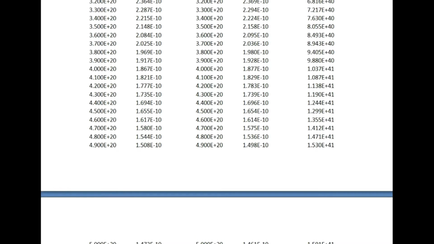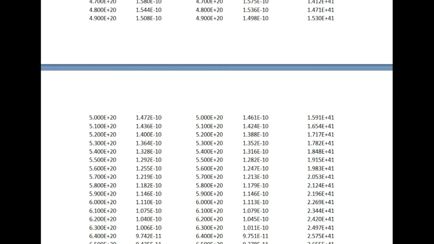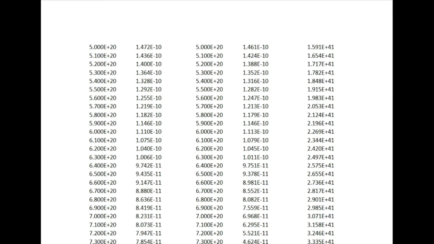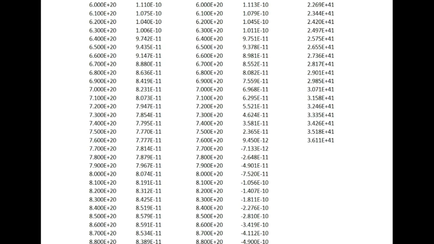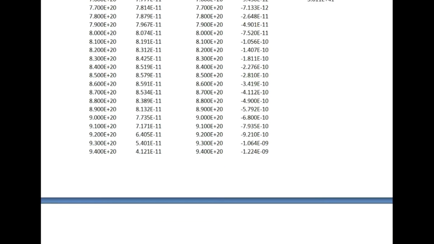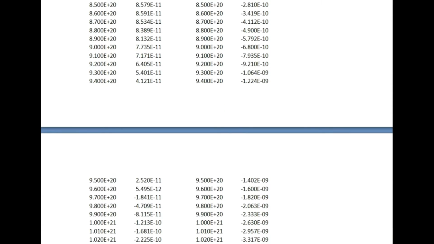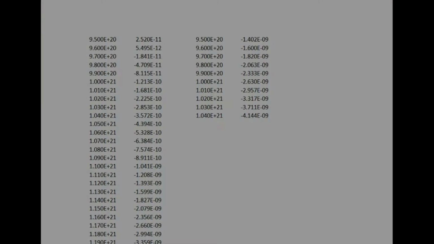According to table 2, the g value at a distance of 2 times 10 to the 20th meters from the center of the Milky Way is 3.578 times 10 to the negative 10 newton meters squared per kilogram squared for equation 15, or it's 3.572 times 10 to the negative 10 newton meters squared per kilogram squared for equation 16.